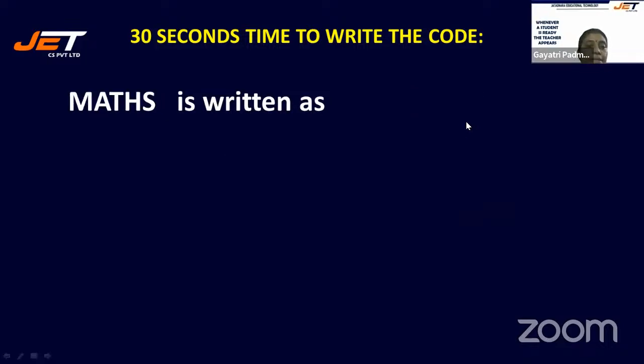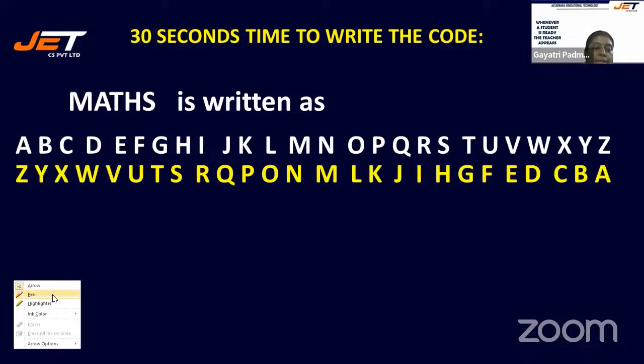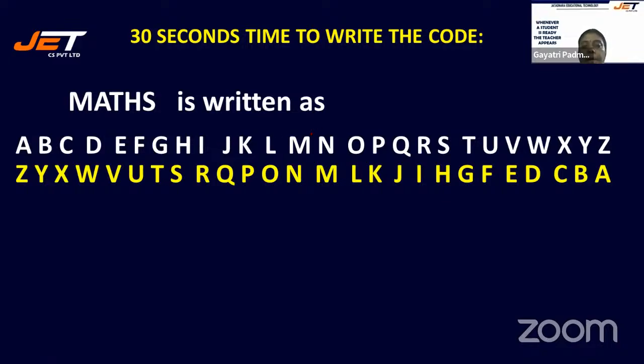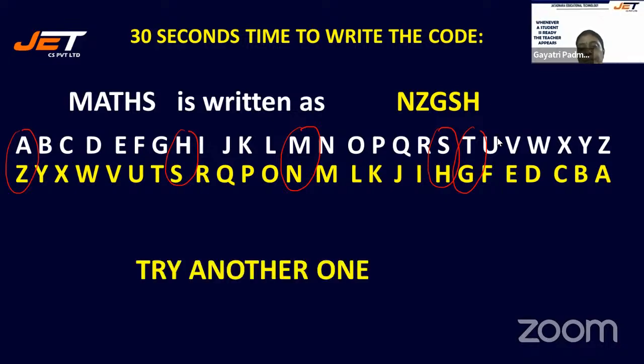We have Maths, MATHS. Right, so now let us try to code it. M stands for N, A stands for Z, T stands for G, H stands for S, and S stands for H. All right. So it is N Z G S H.